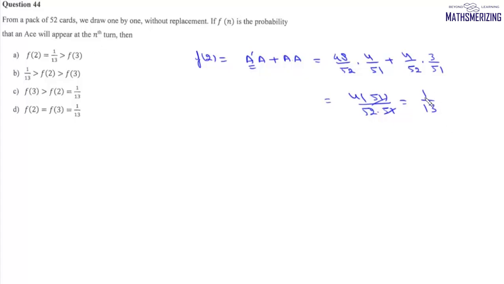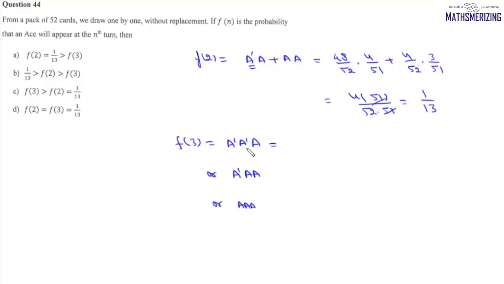Now we'll find the probability that ace will appear at the third turn. So if it appears at the third turn, it could be either no ace in the first two and then third ace, or it could be no ace and then 2 aces, or it could be all the 3 aces.